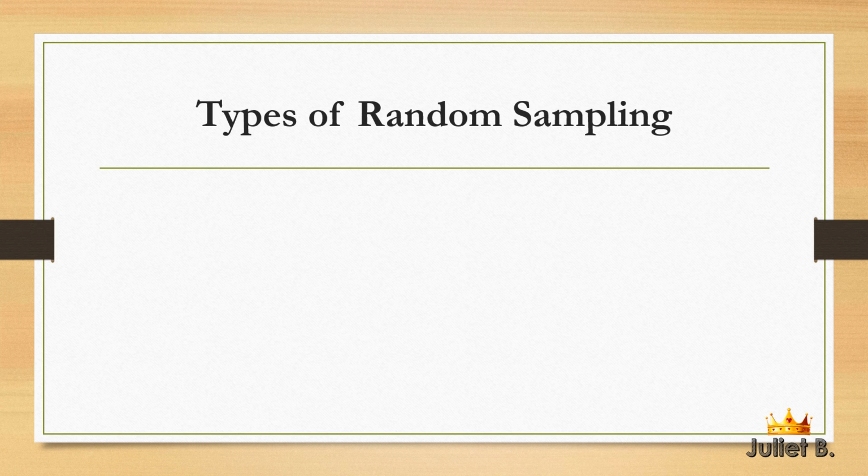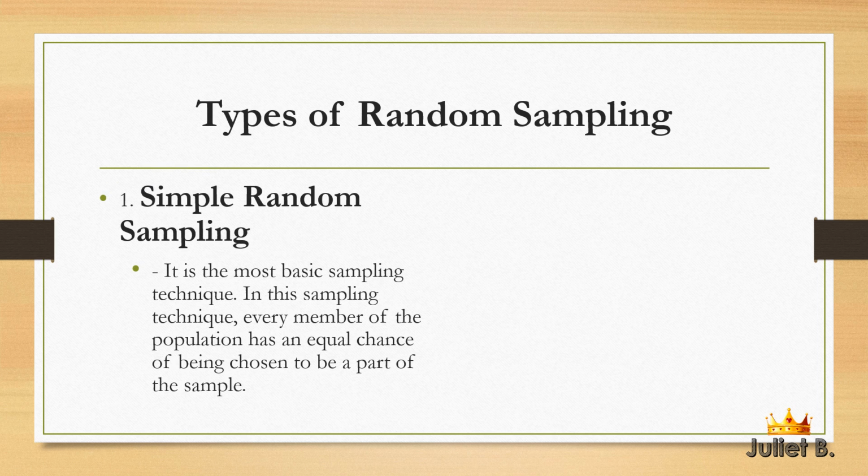So we have types of random sampling under probability sampling. The first one is simple random sampling. Simple random sampling is the most basic sampling technique. In this sampling technique, every member of the population has an equal chance of being chosen to be part of the sample. Alam niyo ba yung tinatawag na draw lots?